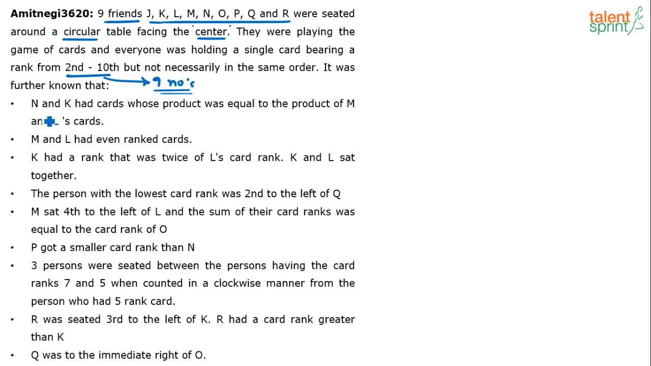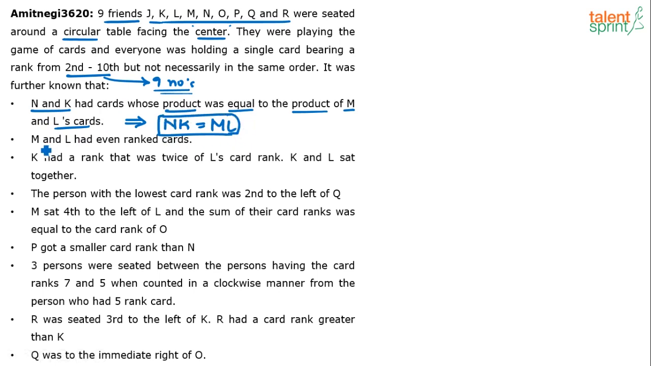The first clue says N and K had cards whose product was equal to the product of M and L's cards. Each person has one number. So the product of N and K was equal to the product of M and L. So N into K equals M into L. That's the first point we know. It's very important for you to note down these points, so you won't be wasting your time reading the statement each time. Just understand that the first point says N into K equals M into L.